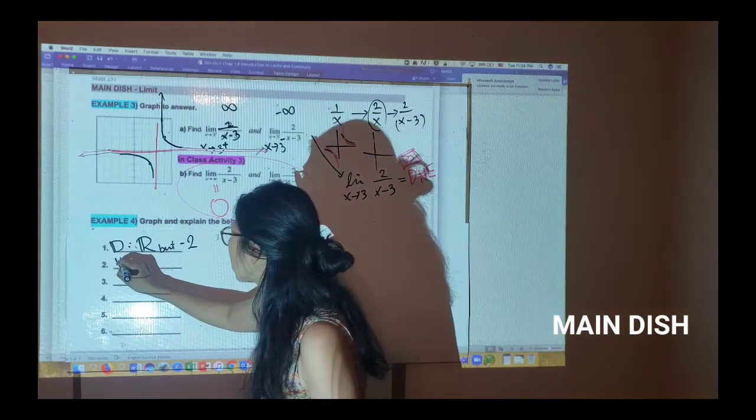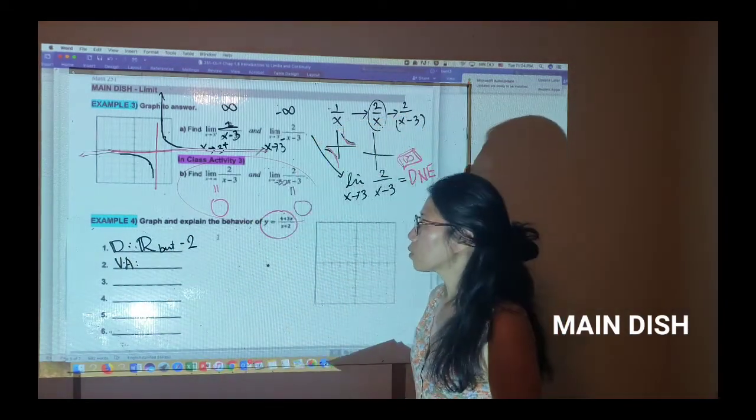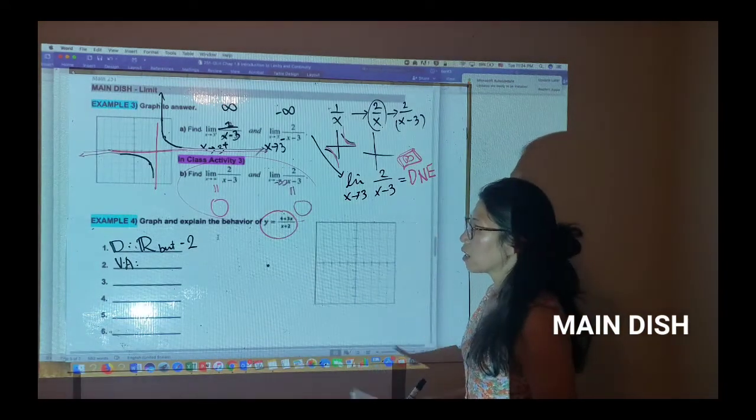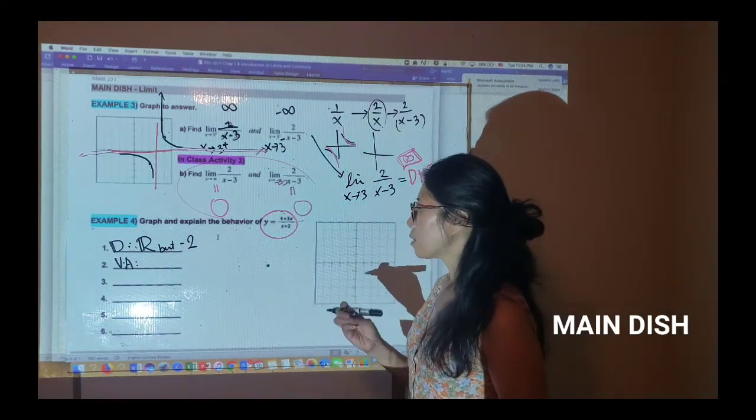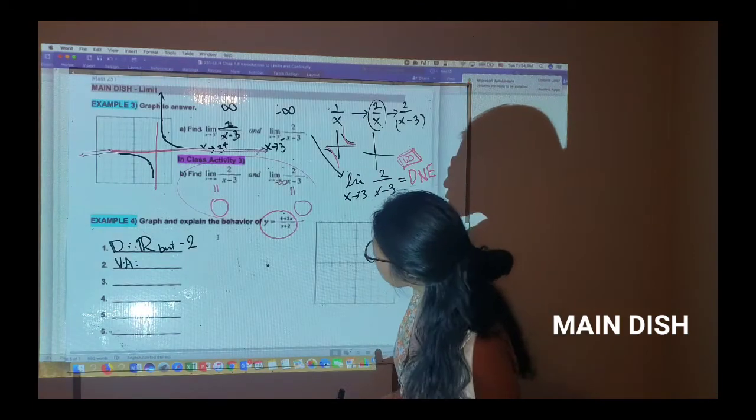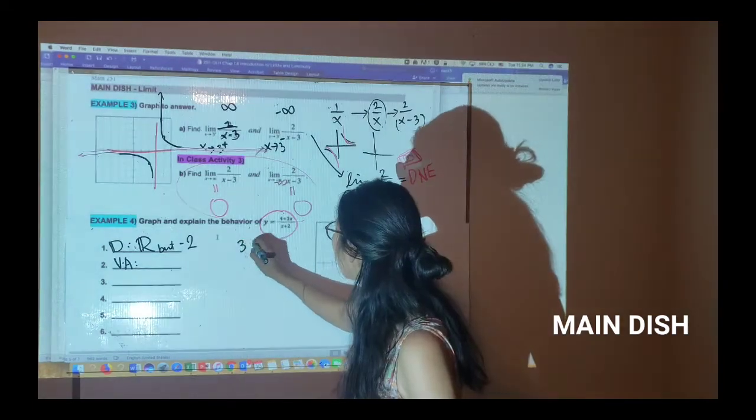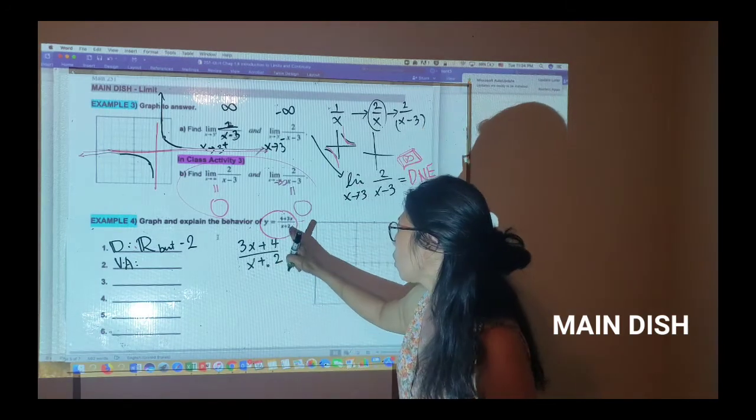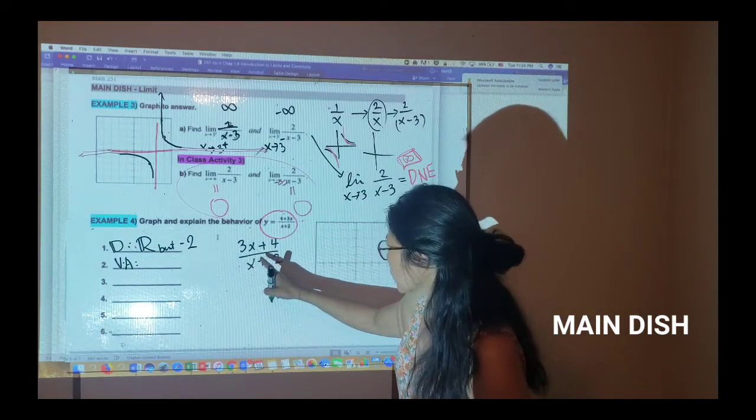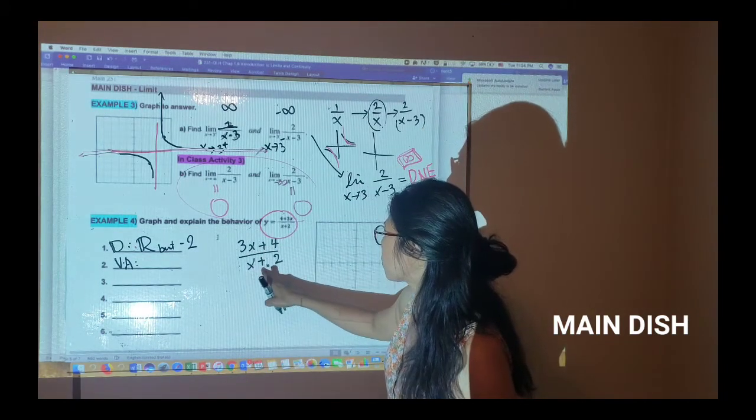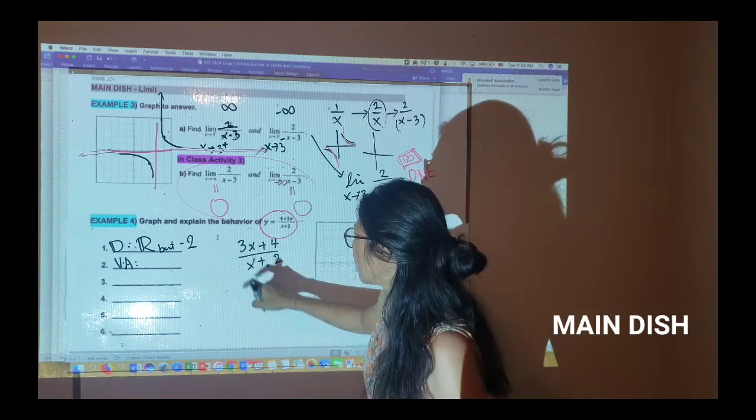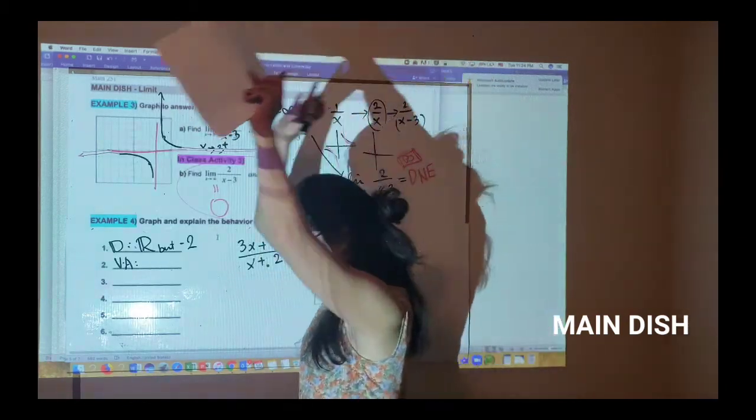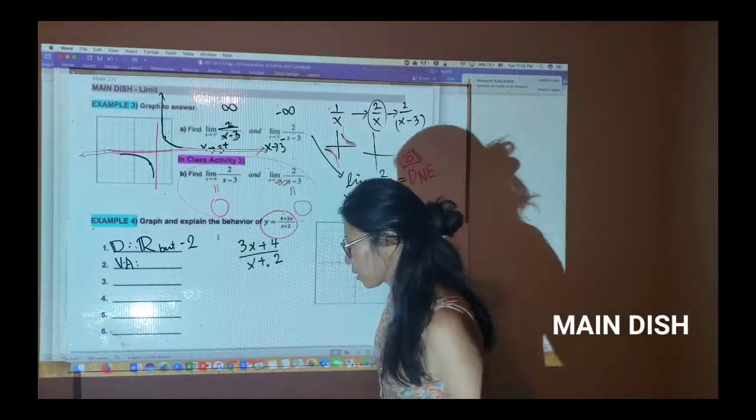Then the vertical asymptote. The vertical asymptote in a calculus class and a pre-calculus class are slightly different. In a pre-calc class, you can compare your degrees this way, then take long division, 3x plus 4 divided by x plus 2.